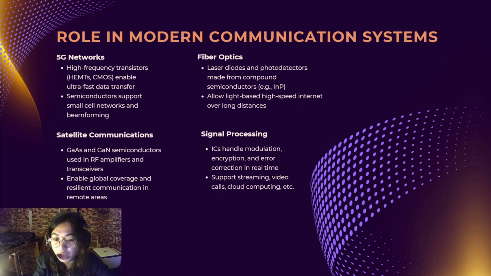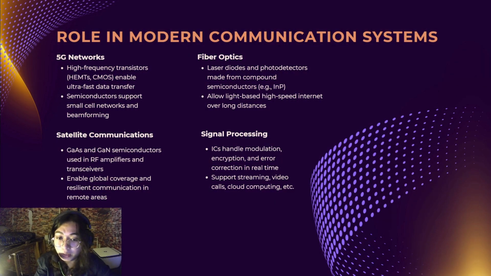Now, let's explore how semiconductors impact real-world communication systems. First, in 5G networks, semiconductors are crucial for enabling ultra-fast wireless data transfer. 5G operates at higher frequencies than previous generations, and this requires high-performance transistors, such as gallium nitride-based high-electron mobility transistors, which can handle the speed and power needed for small cell towers and beamforming technology. Without these materials, the low latency, high speed features of 5G wouldn't be possible.